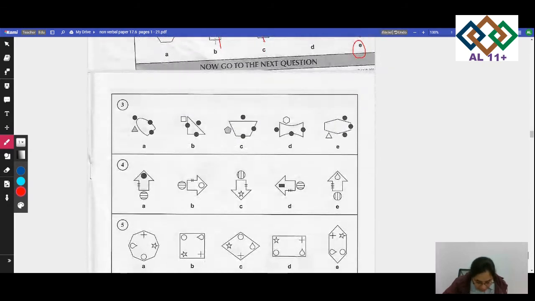Number 3 now. All the other shapes should have two dots overlapping the sides of the last shape. They should have two dots and should be overlapping. If you look at the two dots, they should be overlapping. So one of them is not overlapping. That's E.